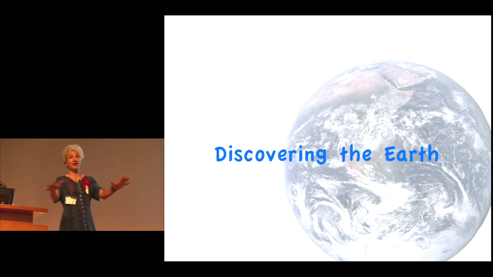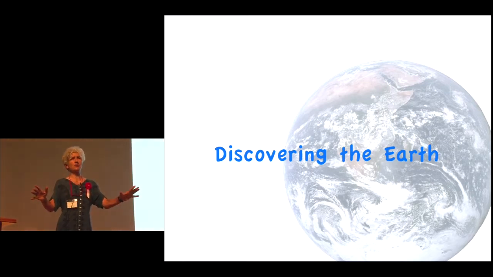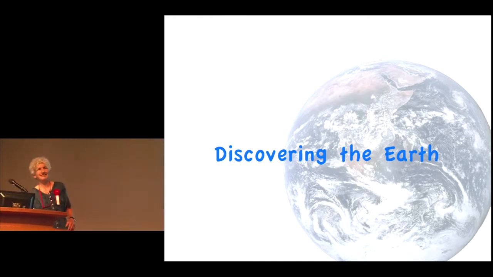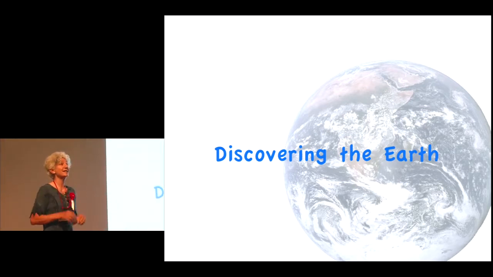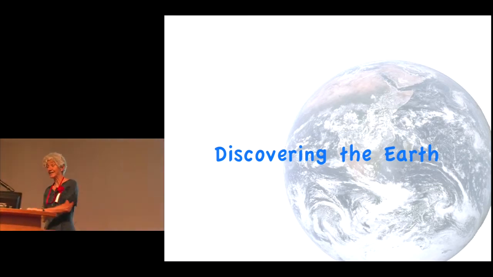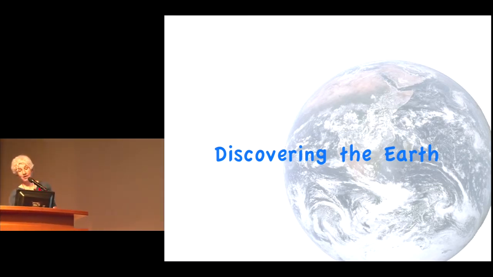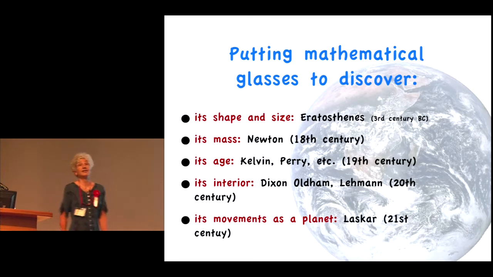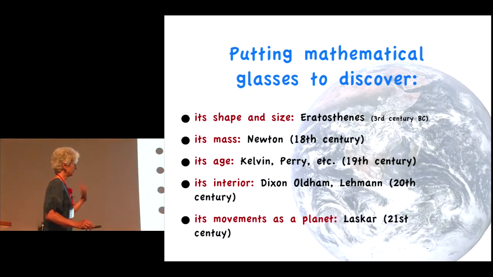And in fact, if you just go outside and try to learn about the Earth with your eyes, it's difficult. You don't understand many things. So what we like to do is put on our mathematical glasses, and with mathematical tools, we can understand things that we don't see with our eyes. So, for instance, the Greeks discovered that the Earth is a sphere and could evaluate its size, already in the 3rd century before Christ.